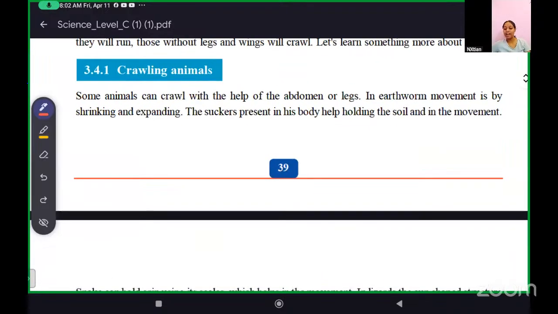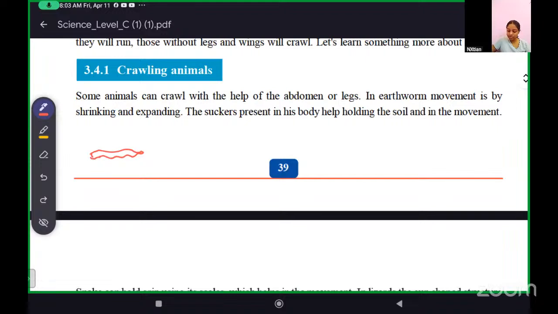First is crawling animals. Some animals can crawl with the help of their abdomen or legs. The stomach area, they crawl on that, or their legs. In the earthworm, movement is by shrinking and expanding. Some animals move by shrinking and expanding. If you've seen an earthworm move.